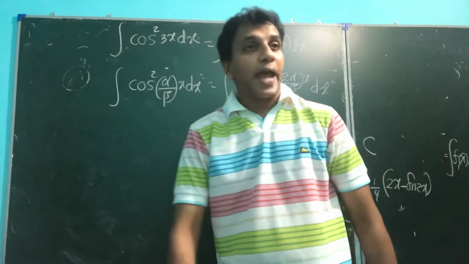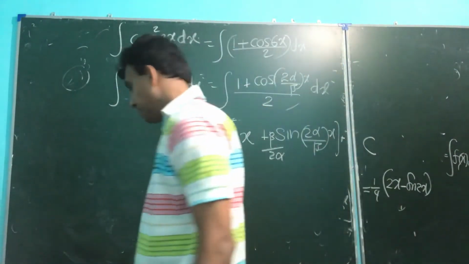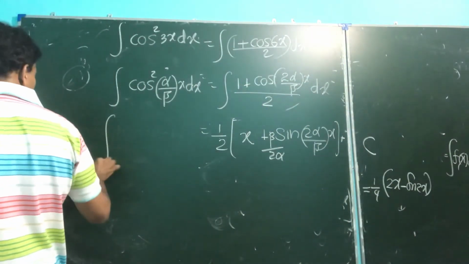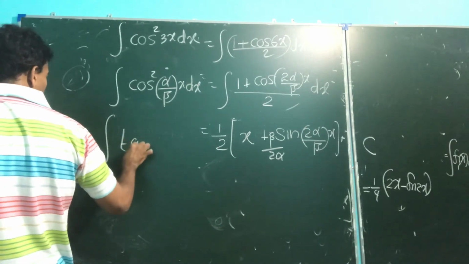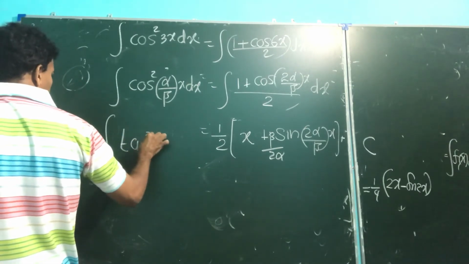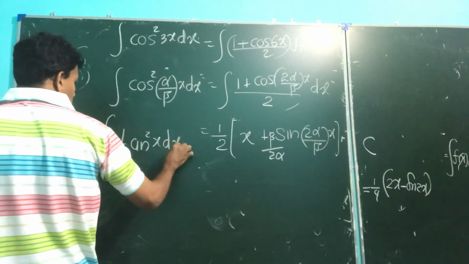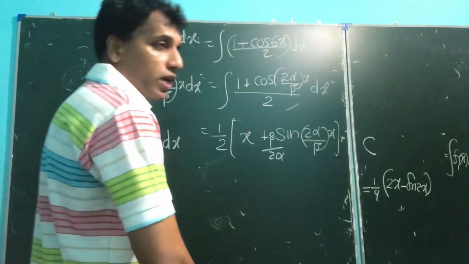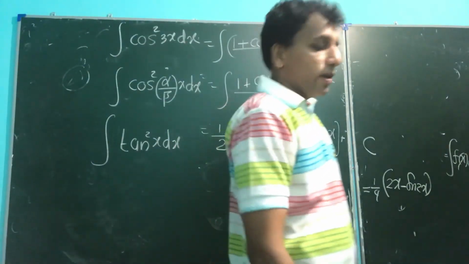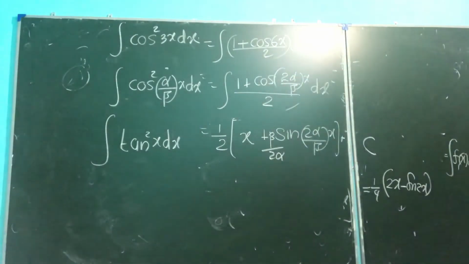Okay, next standard number, next one: integral tan square x dx. I completed sine square and showed you cos square. Now we see what the tan square integration is. Think of any methods?